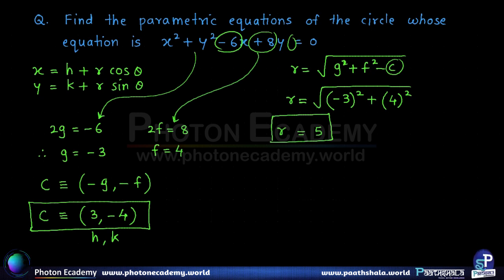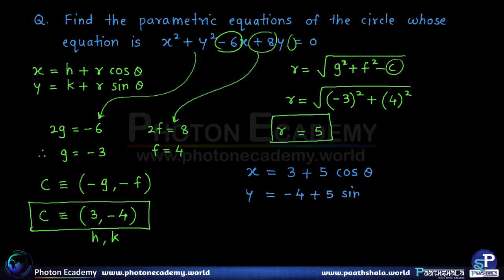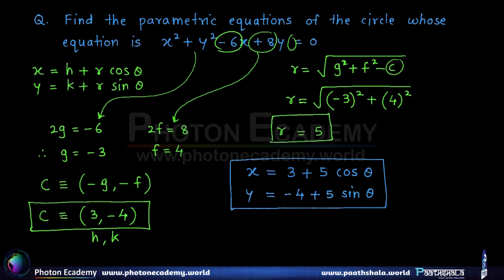And so finally we write the parametric equations by substituting x is equal to h, which is 3, plus r cos theta, which is 5 cos theta, and y is equal to k, which is minus 4, plus r sin theta, which is 5 sin theta. So these are the required parametric equations of the given circle.